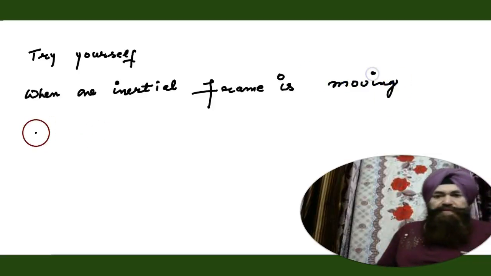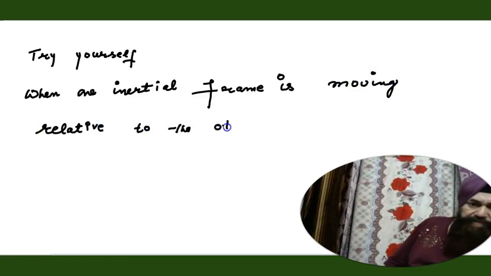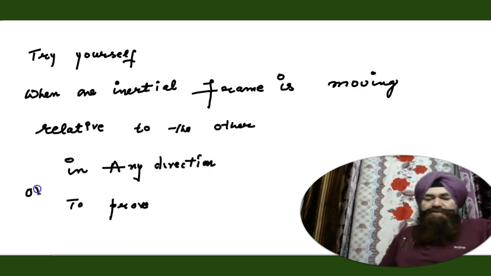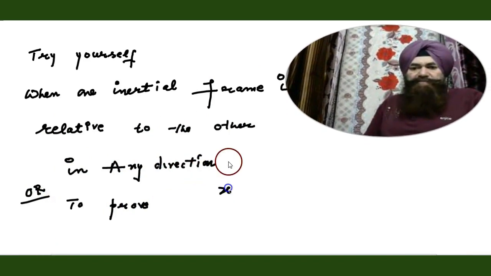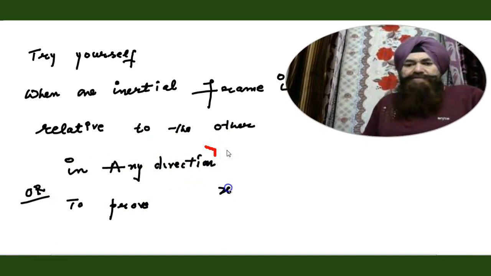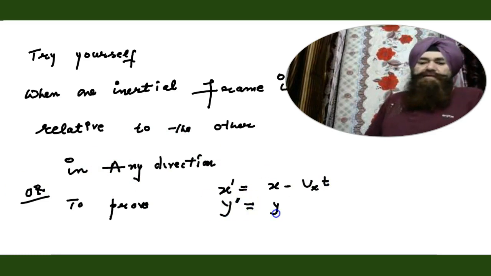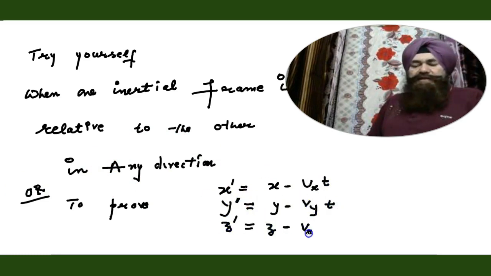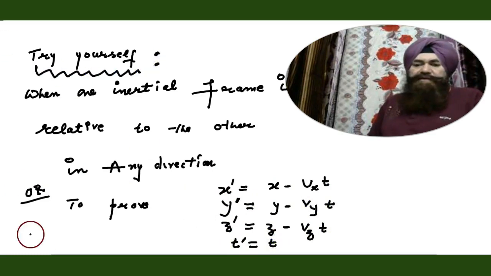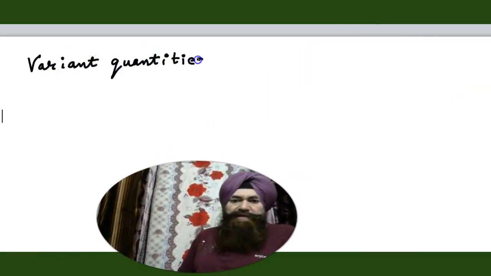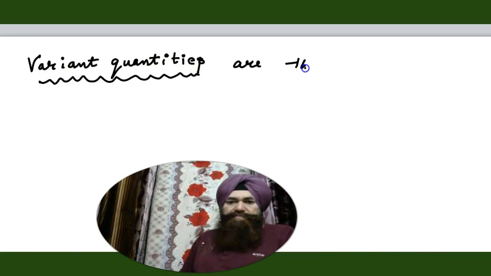Very nice. Now one question for you, try it yourself. You know what that question is? One inertial frame is moving relative to the other in any direction, because I discussed before that the frame was moving along the x direction. The problem for you is any direction, and you prove this set of Galilean transformations. That's very simple for you. If you can't, please write to me in the comment box.